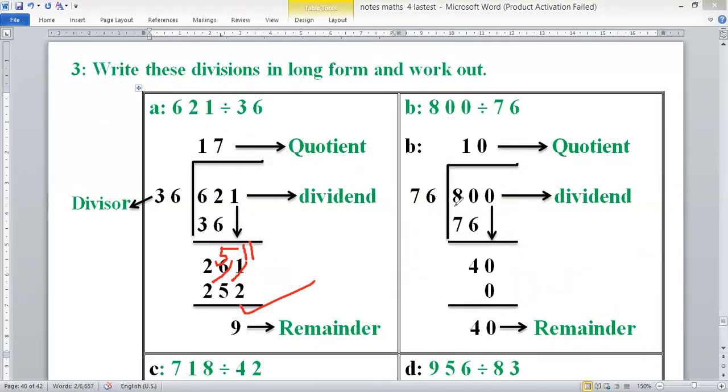So in part B, the dividend is 800. Part B is given 800 divided by 76. First we write in long division method. This is long division method. Right? 800 divided by 76. This is long form. So first we take 80 here.